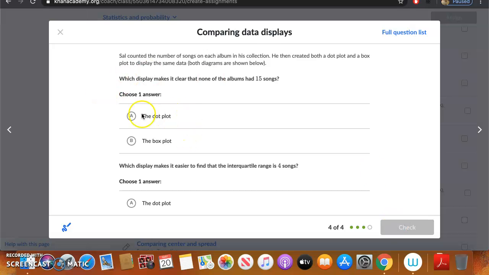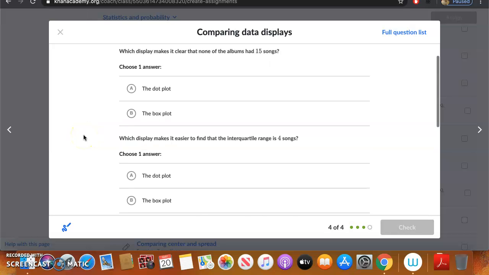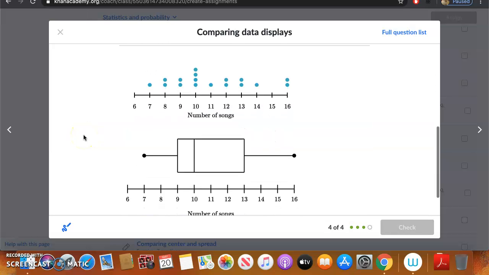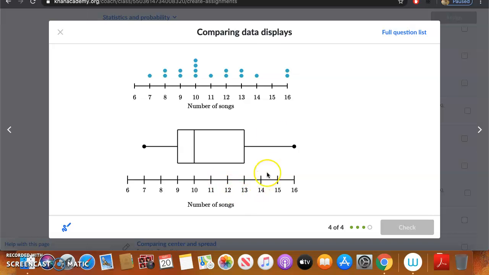And finally here, Sal counted the number of songs on each album in his collection. He then created both a dot plot and a box plot to display the same data. Both diagrams are below. Which display makes it clear that none of the albums had 15 songs? Okay, none of the albums had 15 songs. Well, here on the dot plot, we can see clearly that there's a gap. There are no albums with 15 songs. So again, the dot plot makes it very clear.